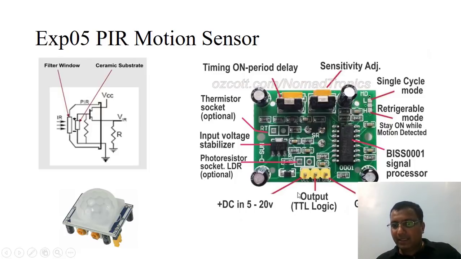So there are 3 pins. One is VCC, second is output, and third is ground. For VCC, we can give 5 to 20 volts, the output is a TTL output, so 0 to 5 volts, and the ground is connected to ground.